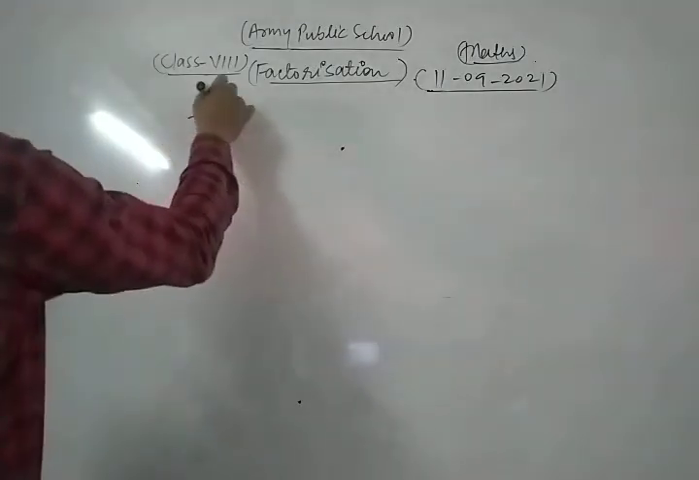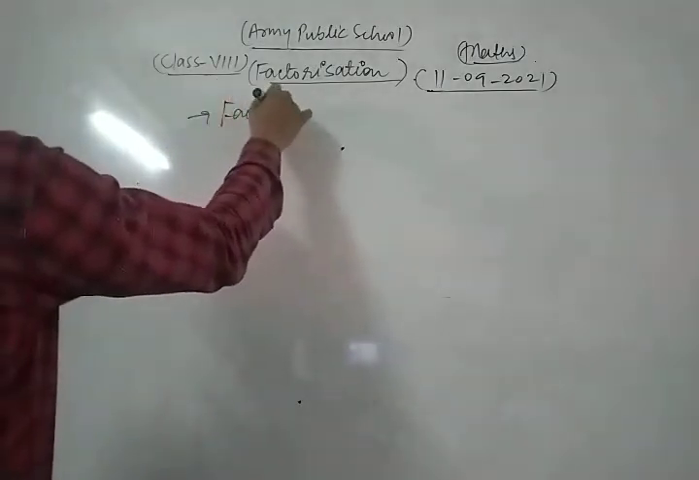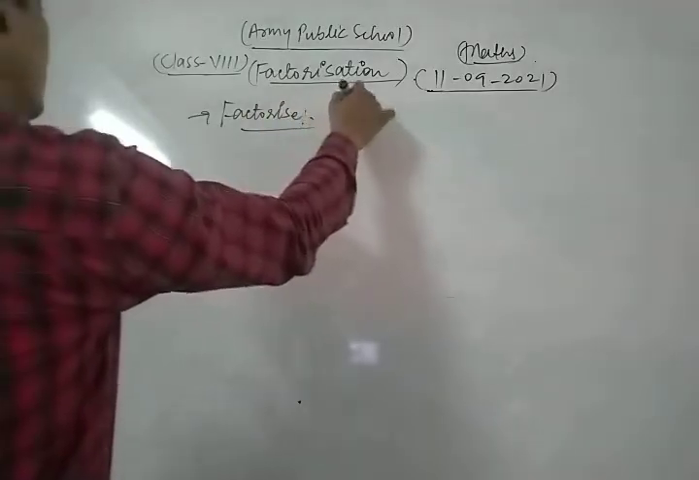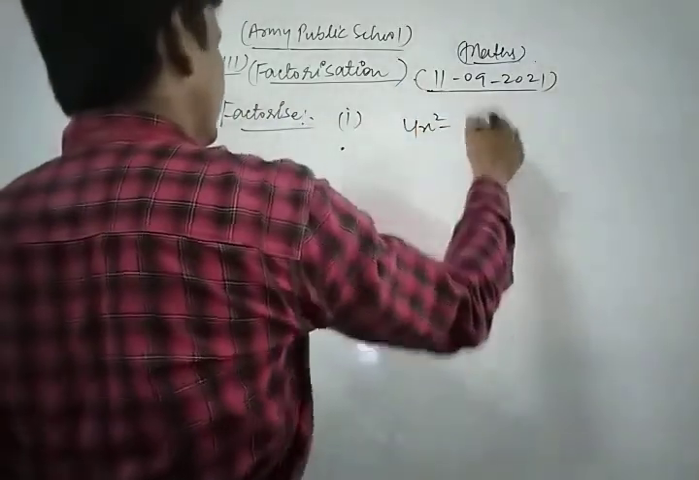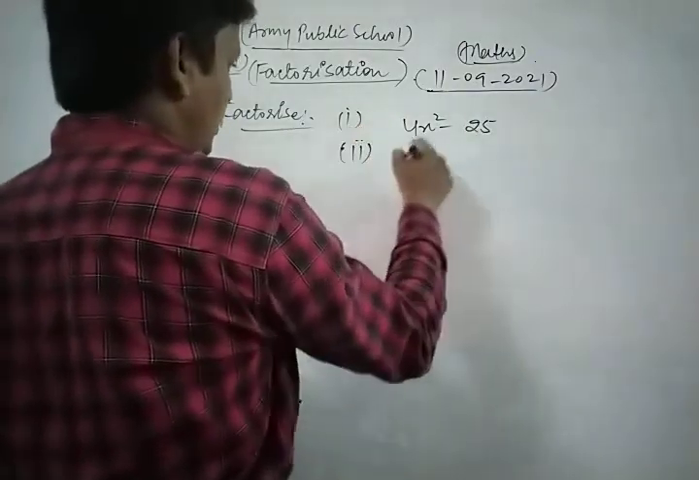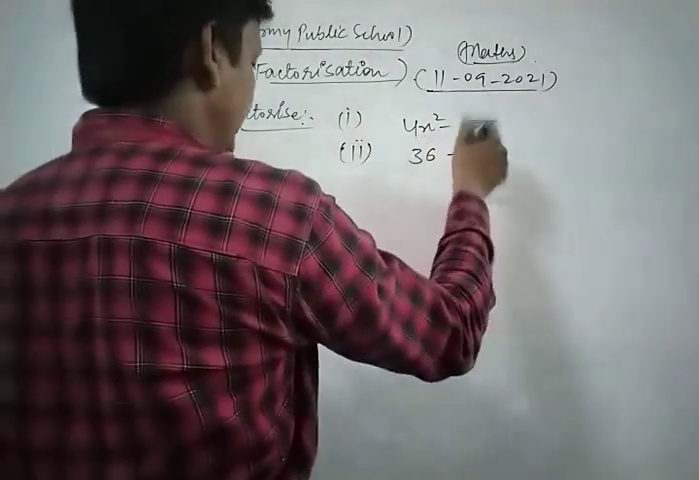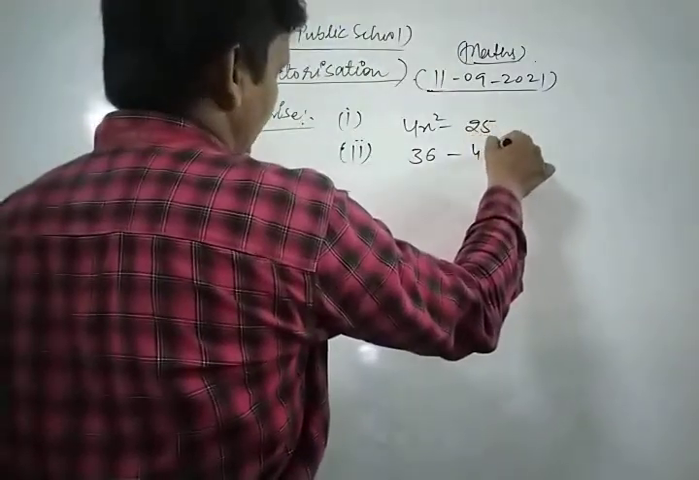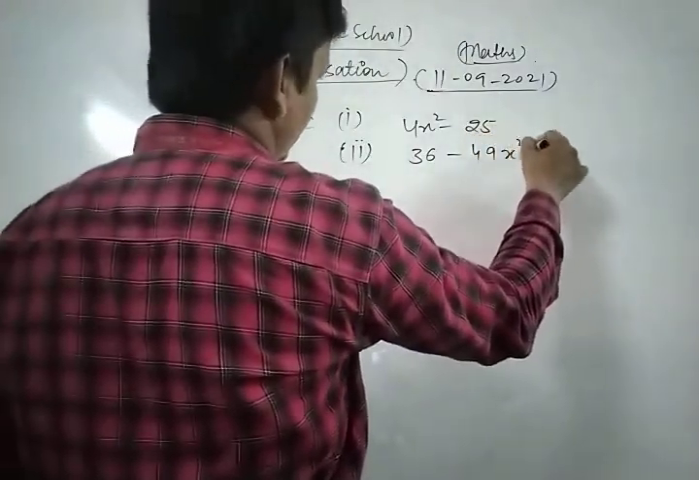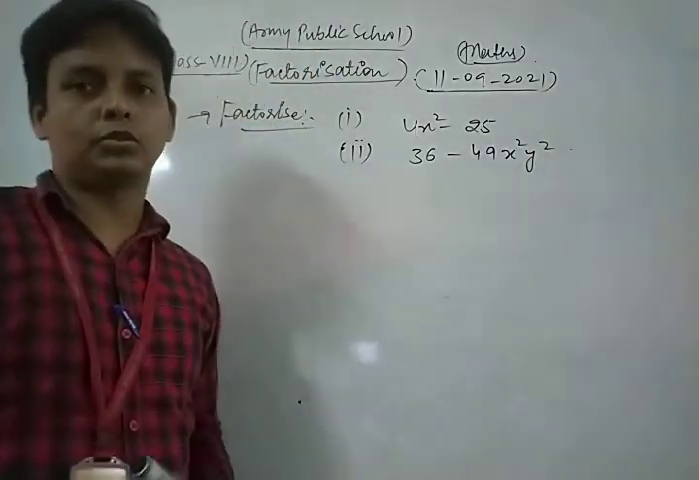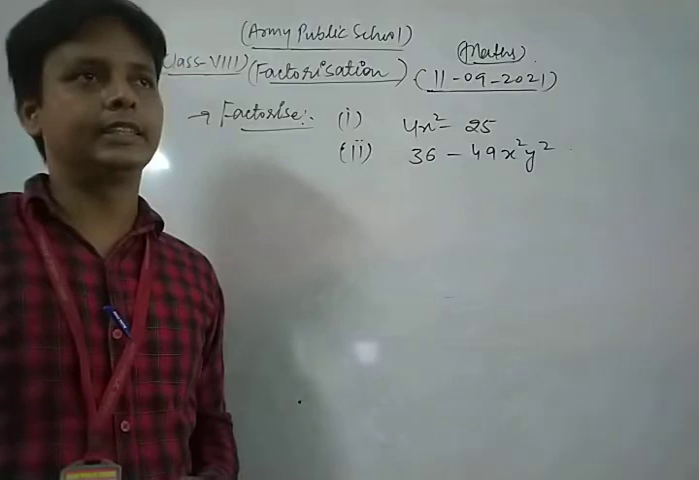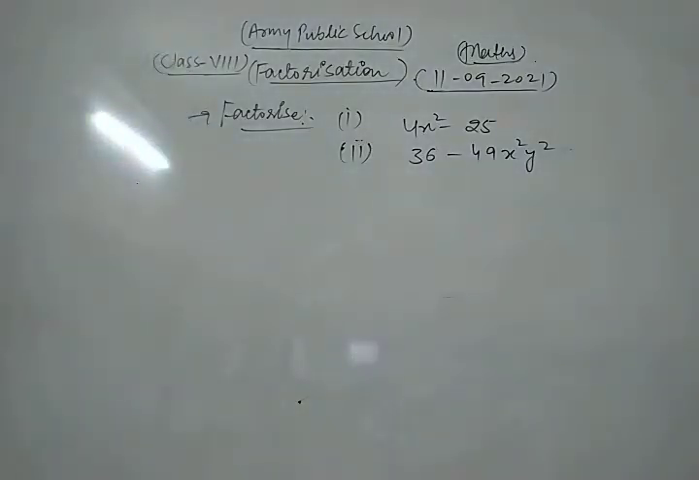And the question is: factorize. First part is 4x square minus 25, and second part is 36 minus 49x square y square. This is the question based on the identity. Okay. Now look, its solution one by one.